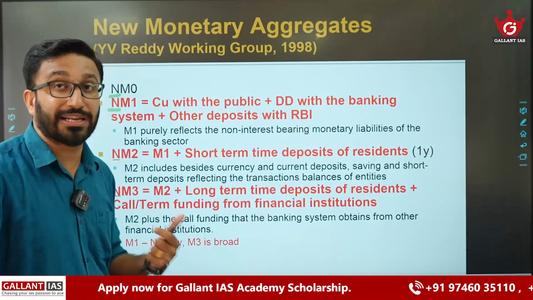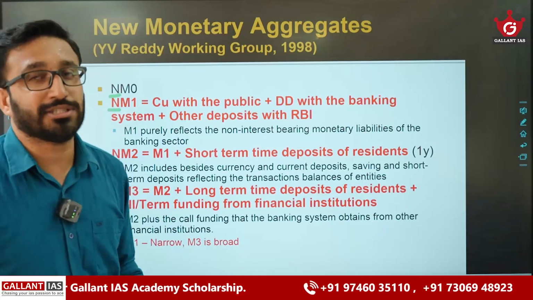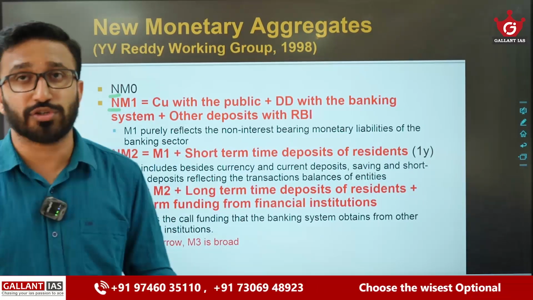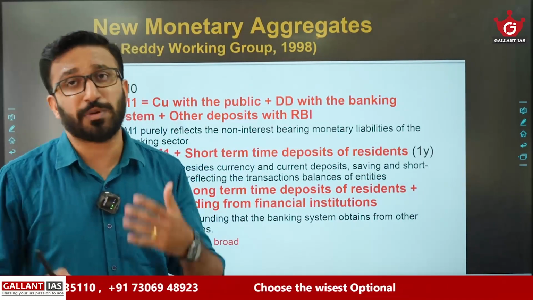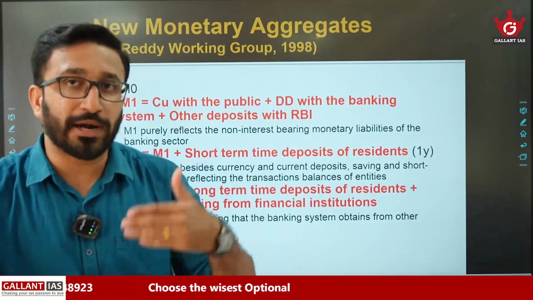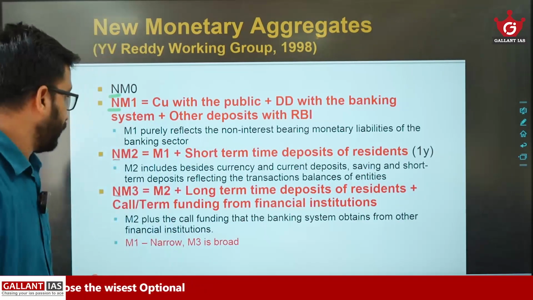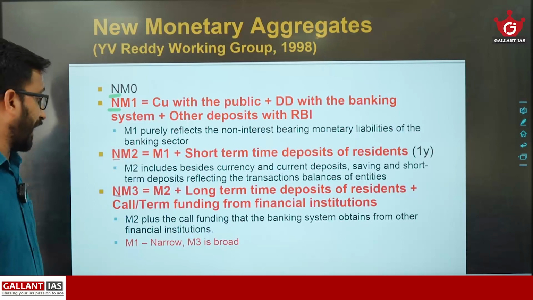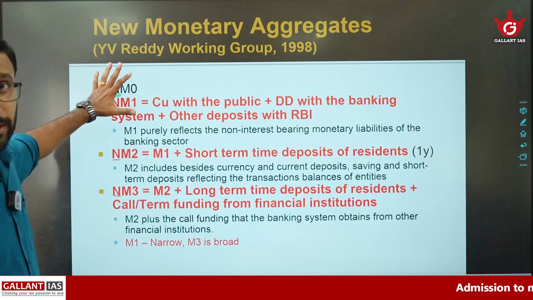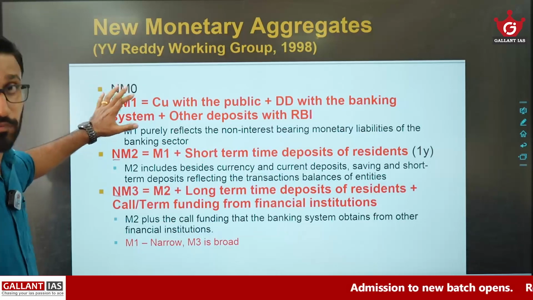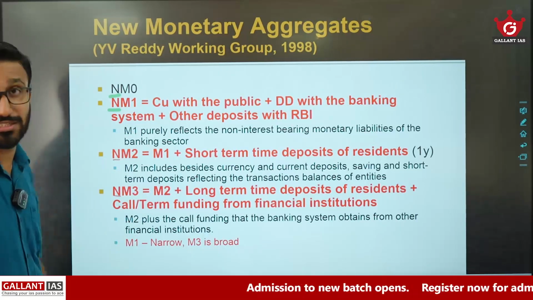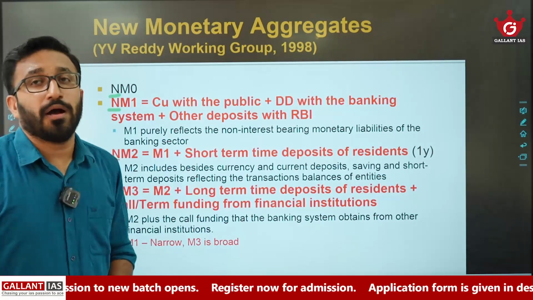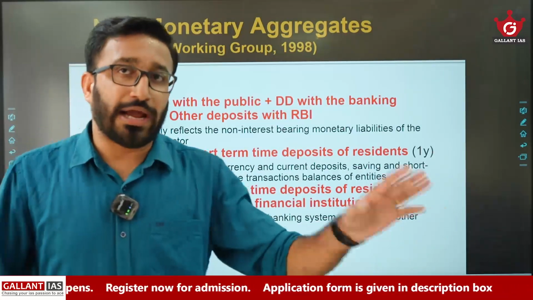We will talk about that in detail in the remaining chapter. So just go through the term: call or term funding from financial institutions. These are the ways in which financial institutions, especially banks, borrow money in order to carry out their operations. So there is a drastic change in NM2 and NM3 when you compare them with the old monetary aggregates. The narrow and broad aspect remains the same. NM1 is the narrow one and NM3 is the broad one. I hope you got a good idea about the old and new monetary aggregates.